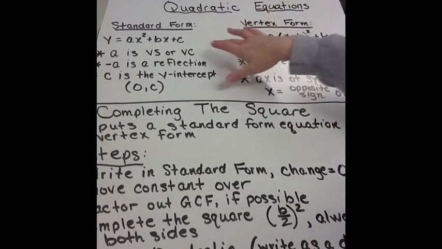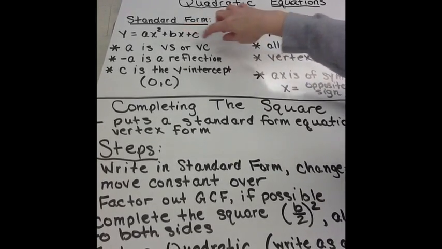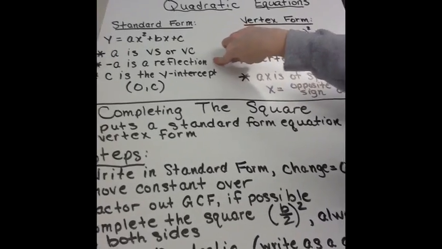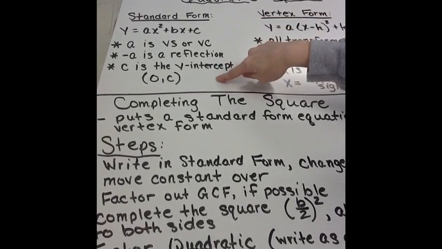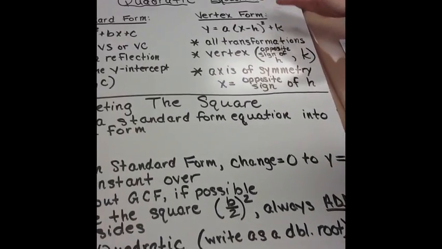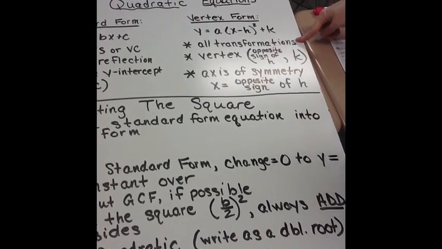There's only a couple of things that you can get from standard form. The a is still our vertical stretch or compress, and if it's negative a, it still reflects. But the only other thing we can tell from the standard form is c, which is the y-intercept, which we can write as (0, c). But the vertex form gives us a lot more information. It gives us all of our transformations.